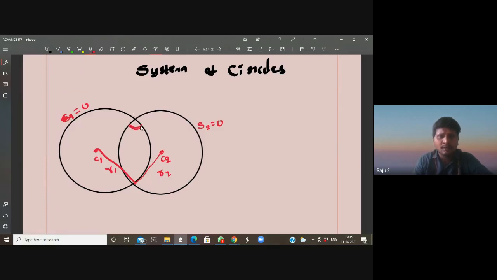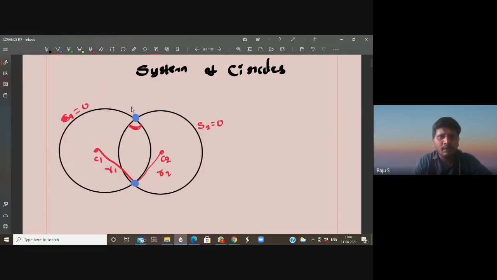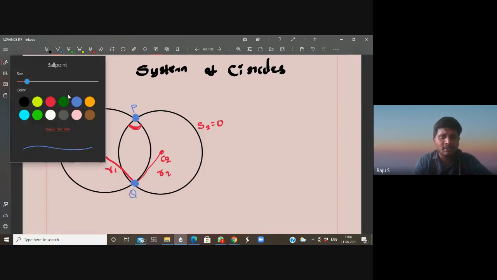See, we cannot find the angle between two circles directly. I told you, we have to draw the tangent to both the circles at a common point. So what is the intersecting point here? This is the intersecting point, and this is another point. Let us take one point as P and the other point as Q. Now you can draw the tangent at that common point.